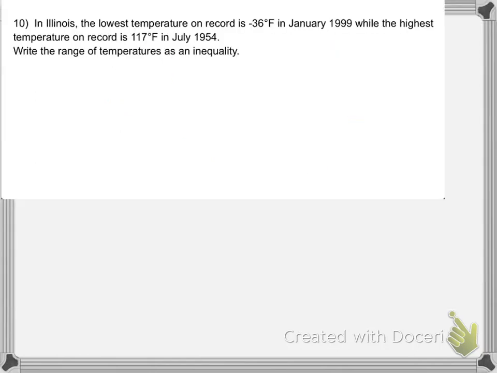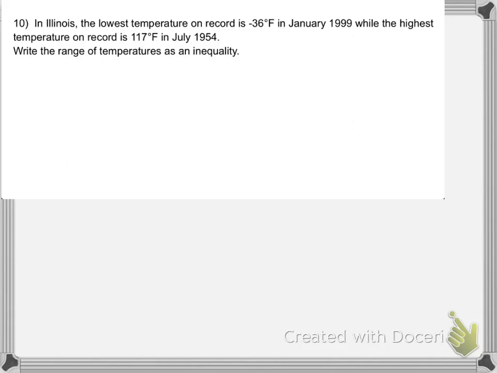And the final problem. In Illinois, the lowest temperature on record is negative 36 degrees Fahrenheit in January of 1999, while the highest temperature on record is 117 degrees Fahrenheit in July of 1954. Write the range of temperatures as an inequality.